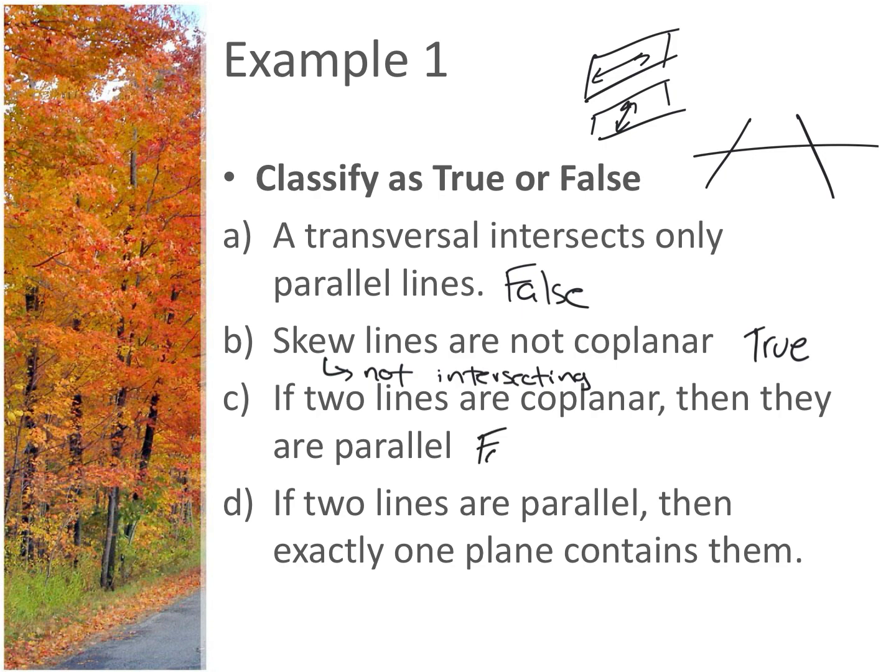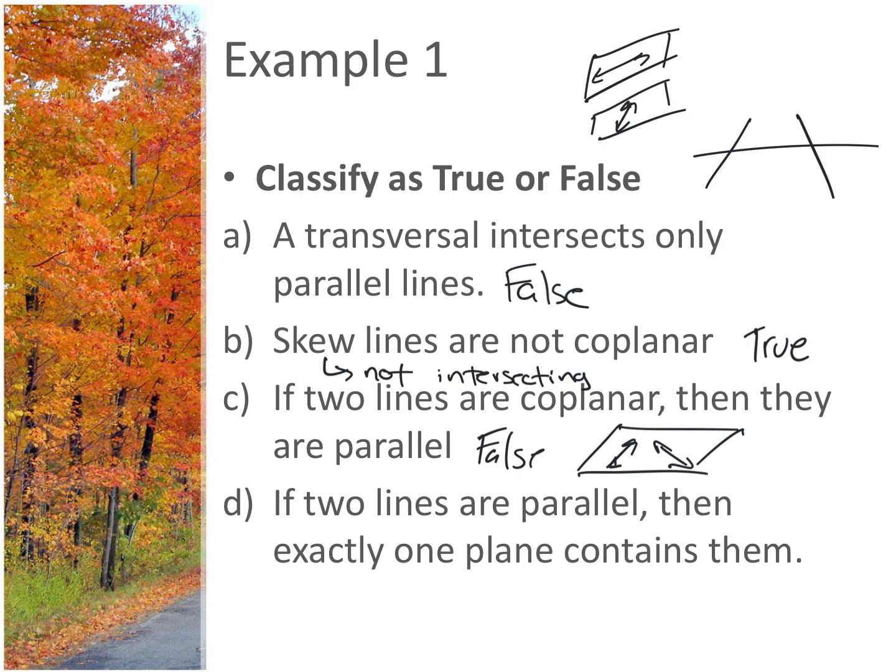For the third one, if two lines are coplanar, then they are parallel. Again, that is false. We can have a plane, a line going like this and a line going like this. So those will intersect at some point, but in general, they're saying that two lines must be parallel if they are in the same plane, which is false.